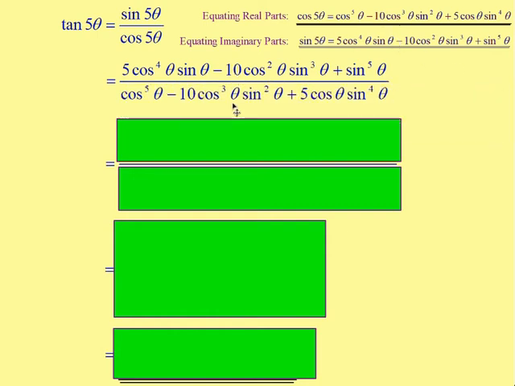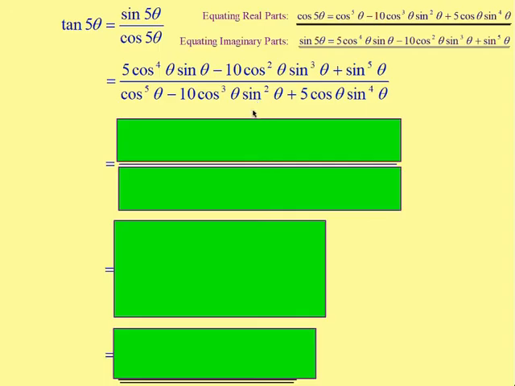So we get this ugly fraction here. It's going to be the 5 cos theta to the power of 4 sine theta, blah, blah, blah, divided by that cos theta to the power of 5, take away, and so on. So that's what we've got so far. But we want our answer in terms of tan. We don't want it in terms of sine and cos. So how could we go about doing that?